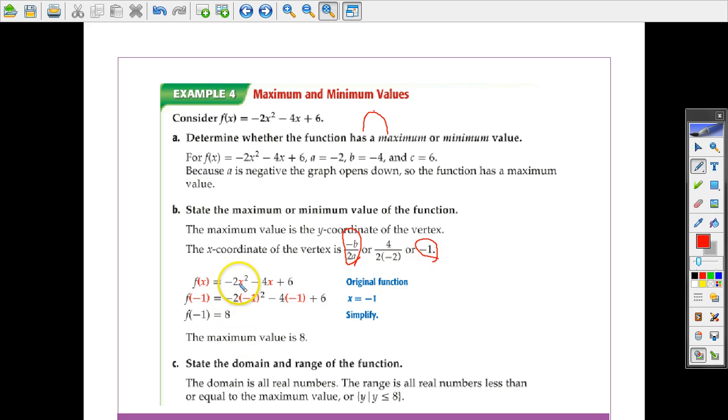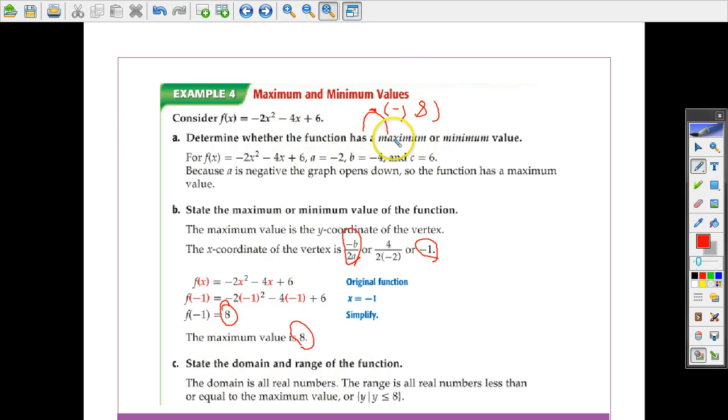Okay, so when you put your x here, and your x here is negative 1, then your y, or your function of negative 1, is 8, so the maximum value is going to be 8. So in other words, if you find this point, the vertex is what? Negative 1 and 8. That means this point here is going to be 8 on the y. State the domain and range.